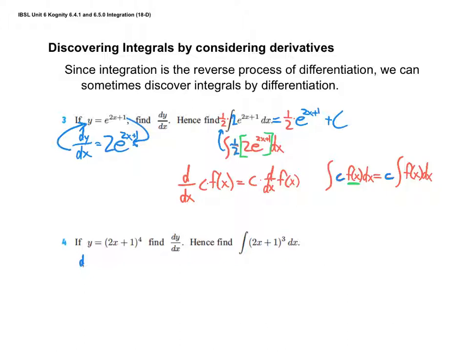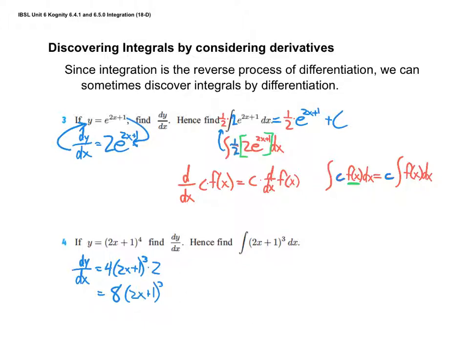If y is (2x plus 1) to the 4th, dy/dx would equal what? 4 times (2x plus 1) to the third times 2. So if I simplify a little bit, it's 8 times (2x plus 1) to the third. So that's what the derivative of (2x plus 1) to the 4th is.